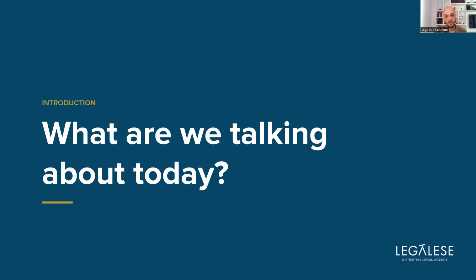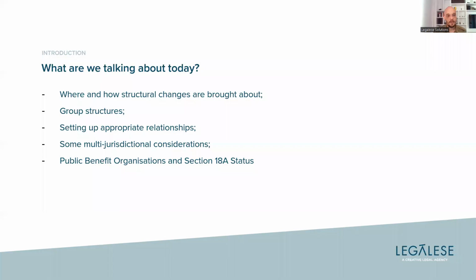So what are we talking about today? Today we'll be talking about some of the considerations that you need to take into account when planning out or structuring your nonprofit company or group of companies. We'll cover where and how structural changes are brought about. We'll discuss group structures, setting up appropriate relationships, some multi-jurisdictional considerations that you might need to take into account, as well as public benefit organizations and Section 18A status.